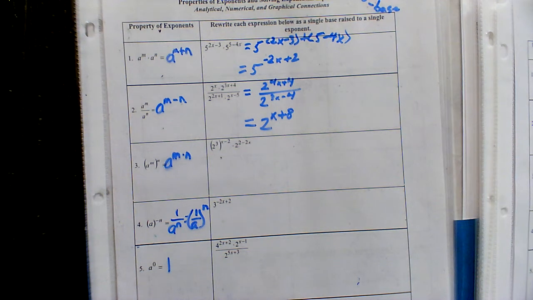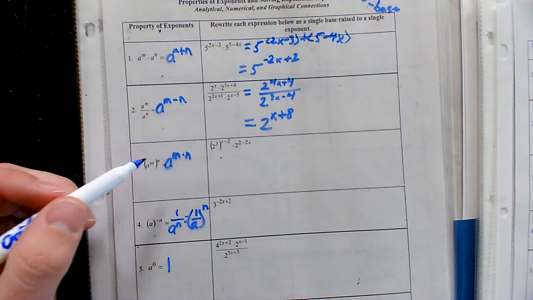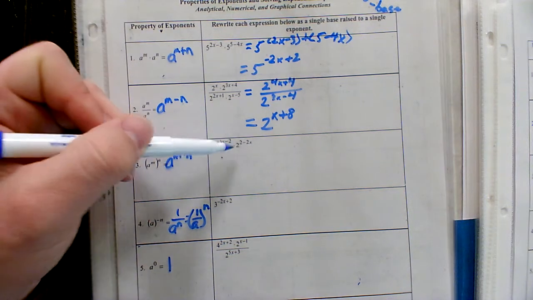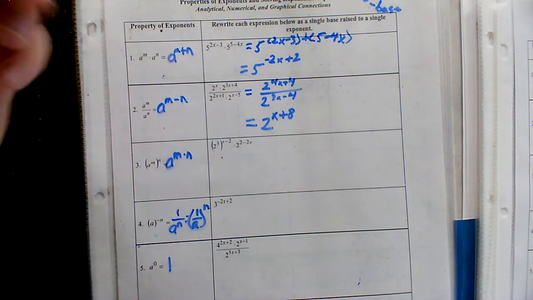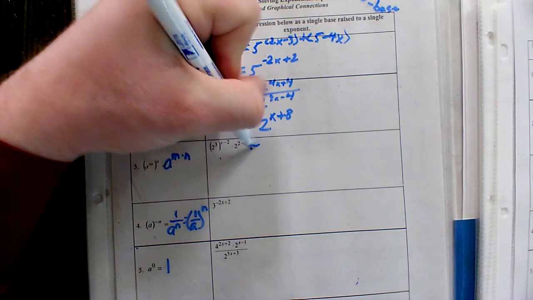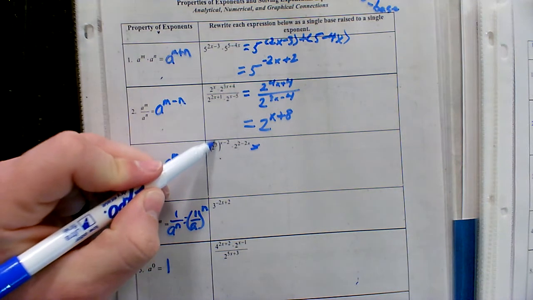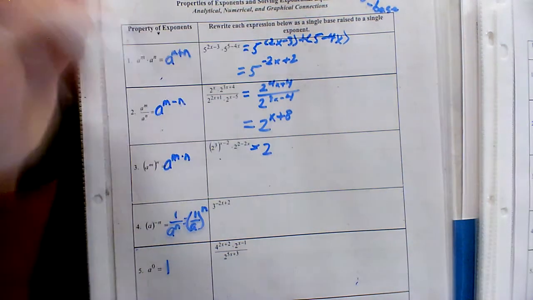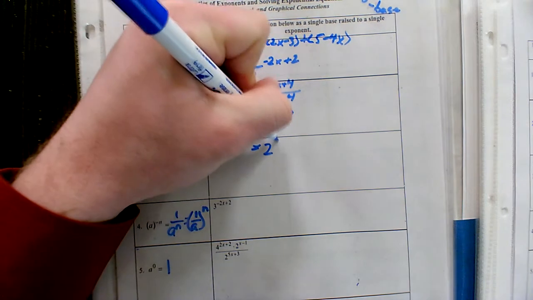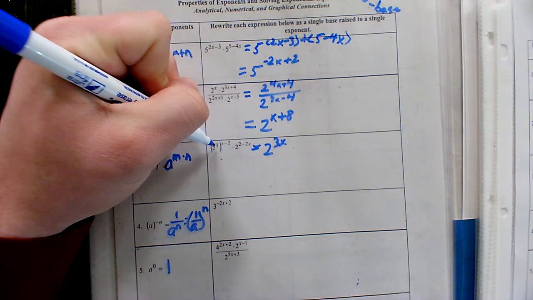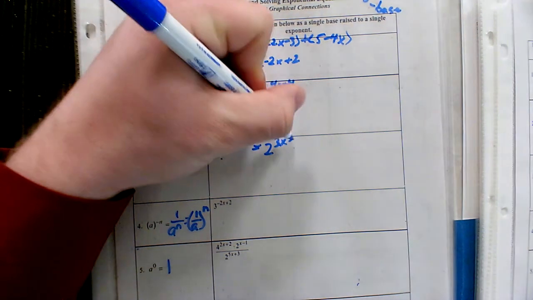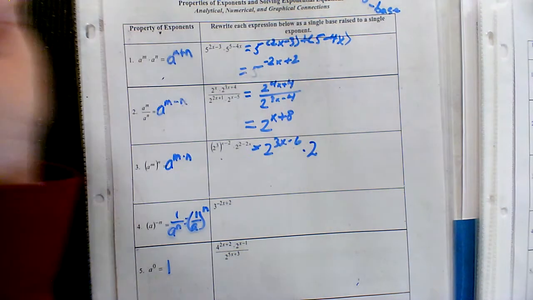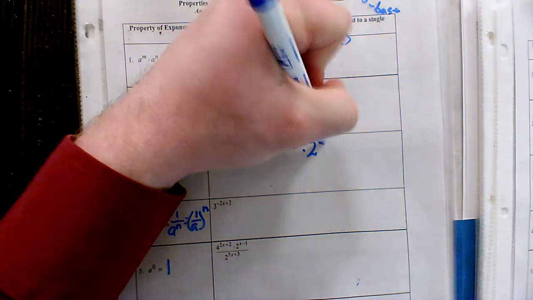Alright, on the next one, if we have a power raised to a power, we have to multiply them. Then we have like bases multiplied together, so we have to add them eventually. So, the first step, we're going to take this 3, multiply by the x, multiply by the negative 2. So we have 2 to the 3x, and then minus 6. That is multiplied by 2 to the 2 minus 2x.